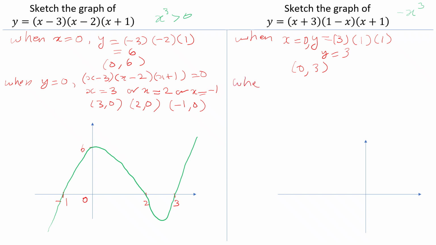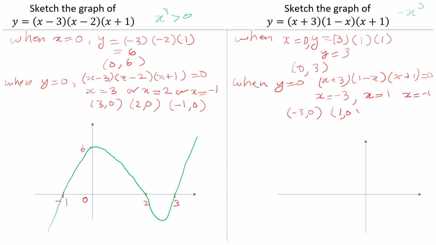When y equals 0, x plus 3 times 1 minus x times x plus 1 equals 0. So x equals minus 3, x equals 1, or x equals minus 1. So the coordinates are (minus 3, 0), then (1, 0), then (minus 1, 0).